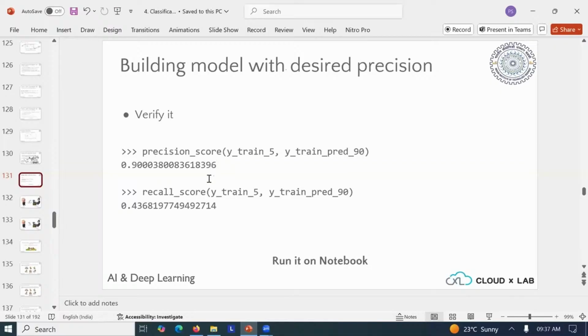And in fact, you can also verify it. If you pass to the precision score function the model's predicted values and the actual values, you will get roughly 90% precision, 0.90 precision. And the corresponding recall is 0.43, because when precision is high, recall will be low, right?